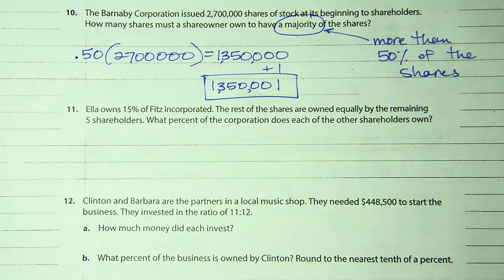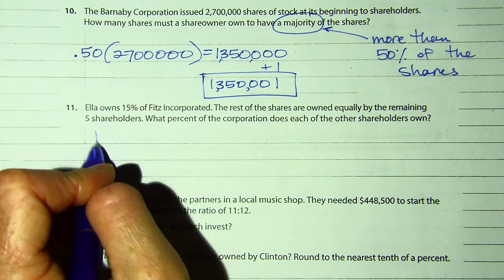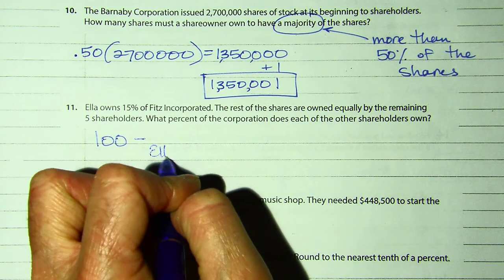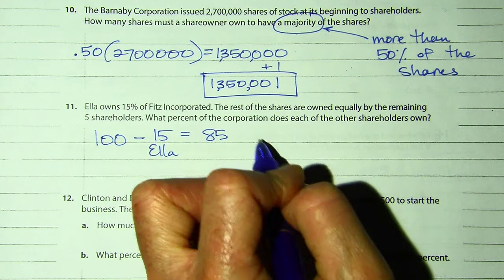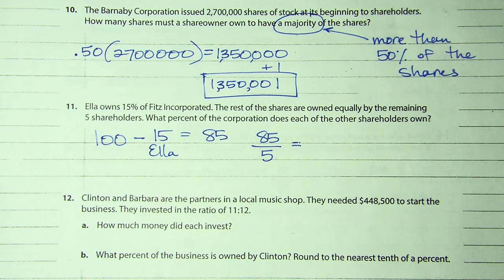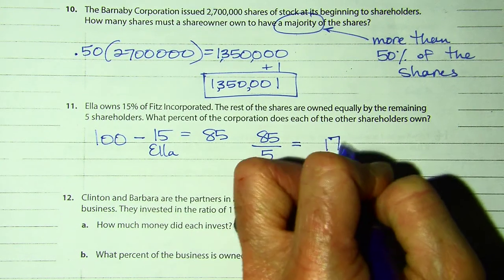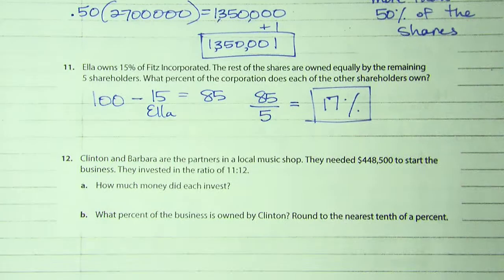Number 11. Ella owns 15% of Fitz Incorporated. The rest of the shares are owned equally by the remaining 5 shareholders. What percent of the corporation does each of the shareholders own? Okay, so 100 minus Ella, which is 15%, equals 85. So 85% is divided up equally by 5 people. So I would divide that. That gives me 17. So 17% is owned by each of the remaining partners.